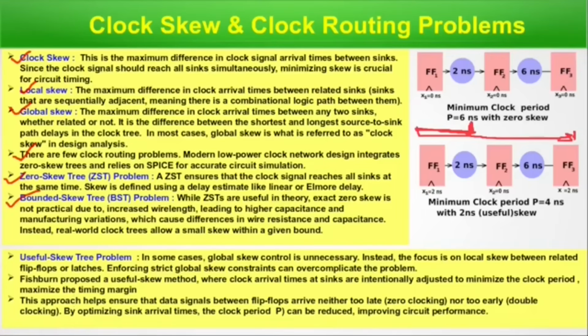Now the useful skew tree problem. In some cases global skew control is unnecessary. Instead the focus is on local skew between related flip-flops or latches. Enforcing a strict global skew constraint can overcomplicate the problem, so in some cases it's not necessary. Fishburn proposed a useful skew method where clock arrival times at sinks are intentionally adjusted to minimize the clock period and maximize the timing margin. This approach helps ensure that data signals between flip-flops arrive neither too late nor too early. By optimizing sink arrival times, the clock period T can be reduced, improving circuit performance.